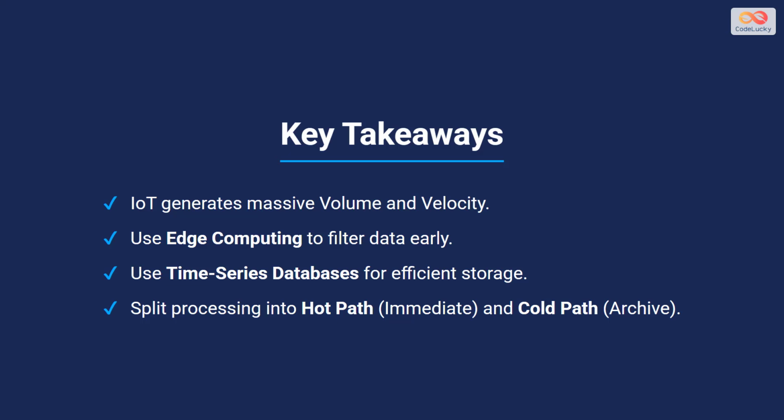To summarize, remember that IoT generates massive volume and velocity. To handle this, we use edge computing to filter data, time series databases for efficient storage, and we split our processing into hot and cold paths to balance speed and depth.